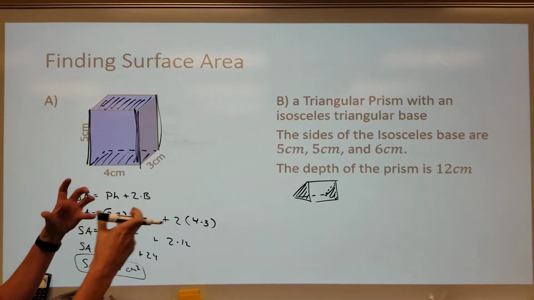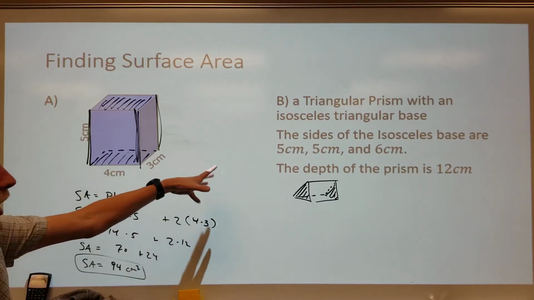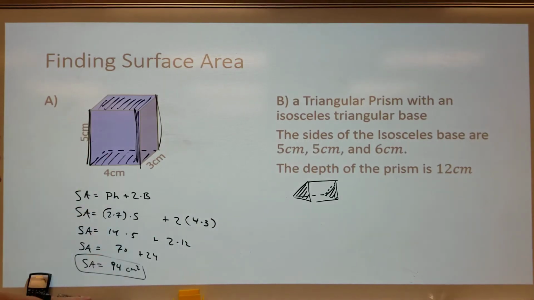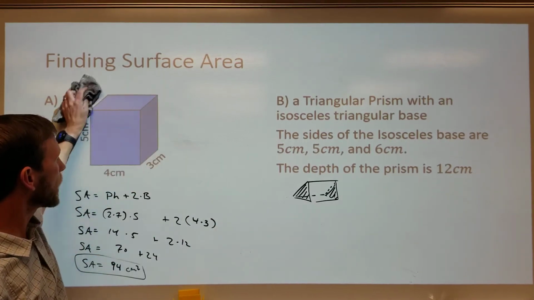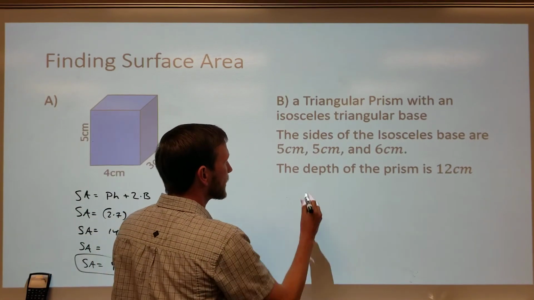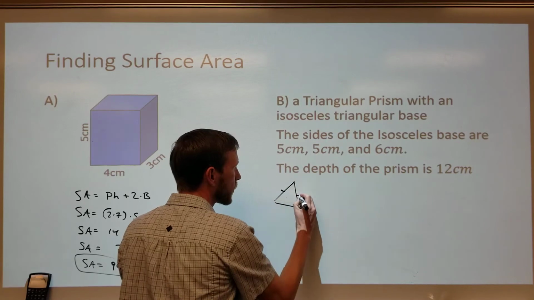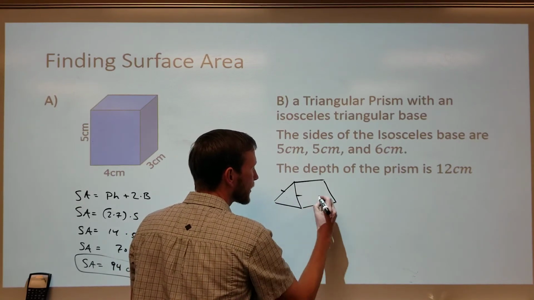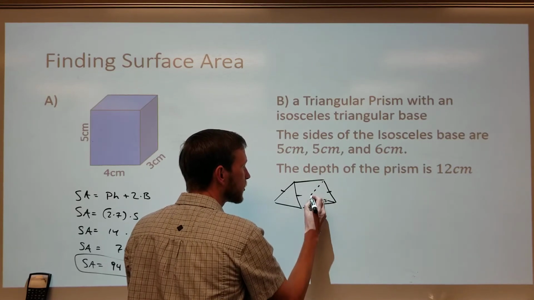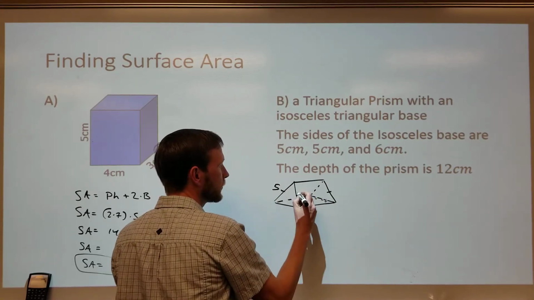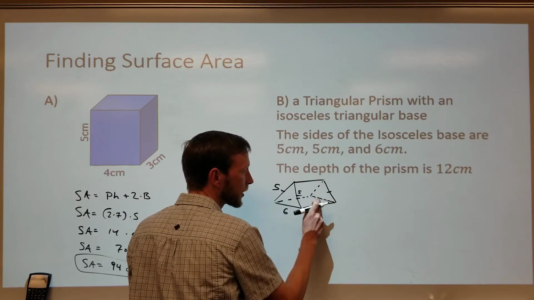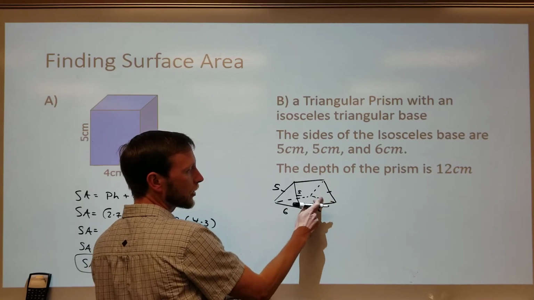All right? So we need to be very aware of that. Maybe we want to draw a net. Maybe we want to try to draw the figure. Do your best to try to draw these figures as best you can. And let's see how we do. But the triangular prism has an isosceles triangle for a base. All right? And those isosceles or congruent edges there are going to be 5 centimeters each. Right, so these are 5 and 5, and then this is 6. And then the depth is 12. All right, that's that perpendicular distance between these triangular faces.